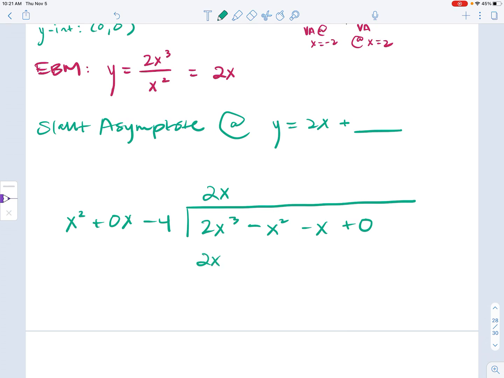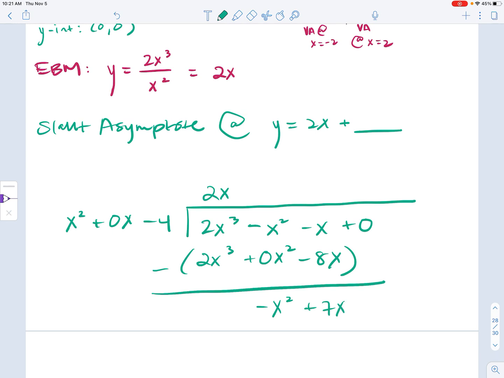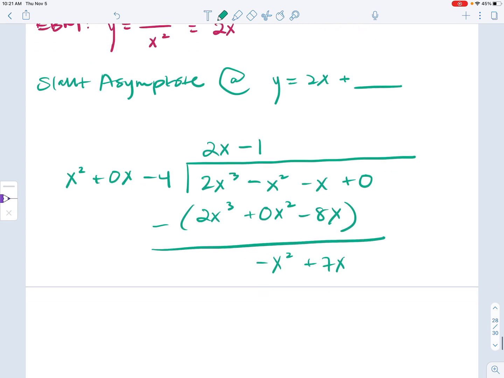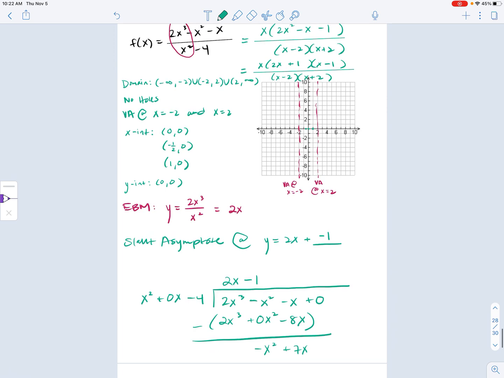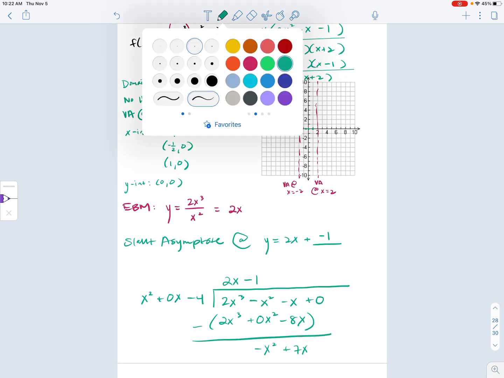So 2x times x squared gives us 2x cubed, and multiplying. Subtract. Okay, and then negative 1 times x squared would give us the negative x squared. And I know once I get that constant, I know I'm done. You could continue if you wanted to rewrite the rational function, but we don't really need to do that. So y equals 2x minus 1.